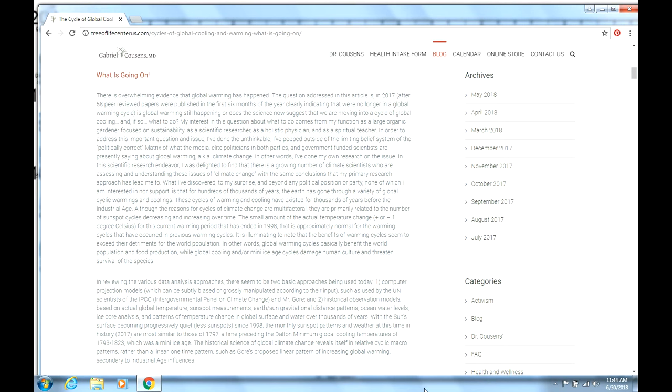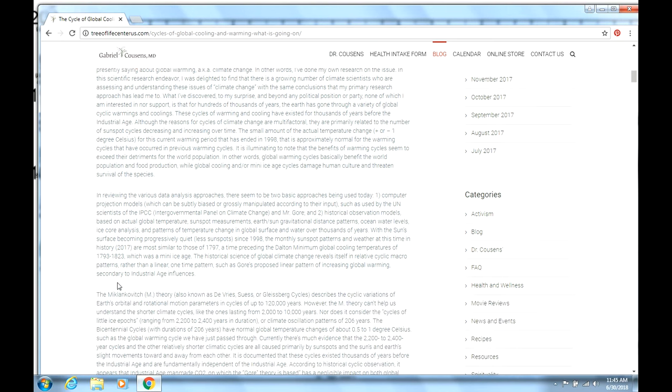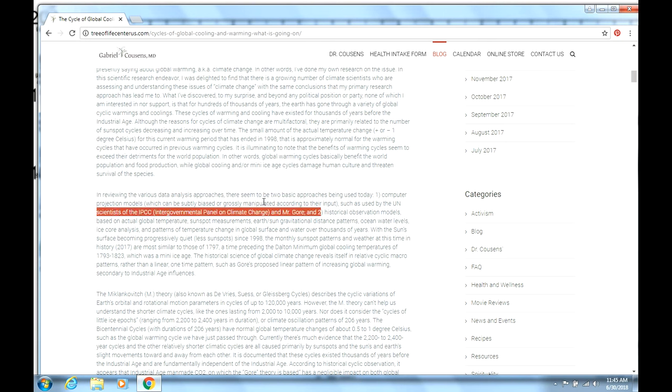Now, global cooling community actually goes off facts. What facts do they go off of? Now, let's check this out. It says, in reviewing the various data analysis approaches, there seem to be two basic approaches as being used today. Computer projection models, which can be subtly biased or grossly manipulated according to their input, such as those used by the United Nations scientists of the IPCC, which is the Intergovernmental Panel on Climate Change, and Mr. Al Gore himself, and that's one of them. The computer models, which can be biased, and there's number two, historical observation models based on actual global temperature, sunspot measurements, Earth Sun gravitational distance patterns, ocean water levels, ice core analysis, and patterns of temperature change in global surface and water over thousands of years.